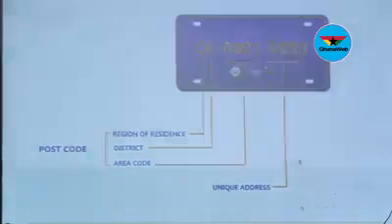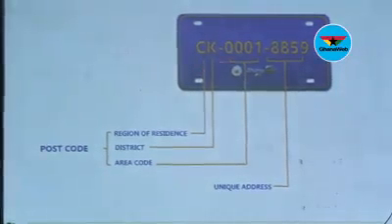If you are in Accra Metro, you get an A. If you are in Tema, you get a T. In Kumasi, you get a K, and so on and so forth. The next batch, which is really the most interesting part, is the area code that you have. The area code represents the area that you find yourself in. The center of every district is marked as Area 0.